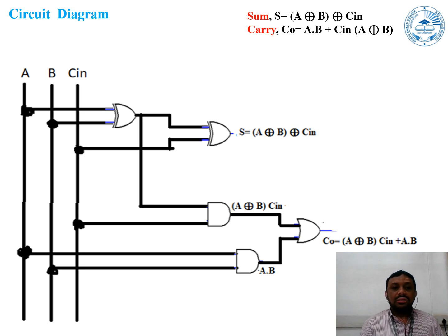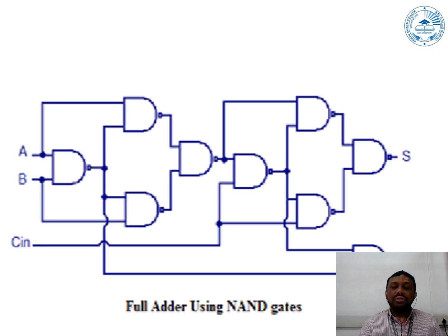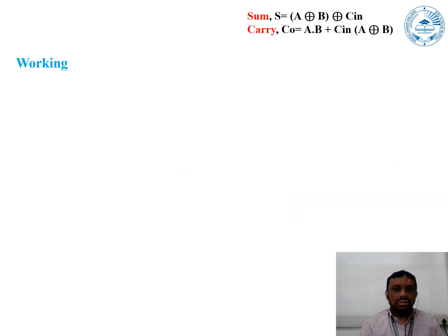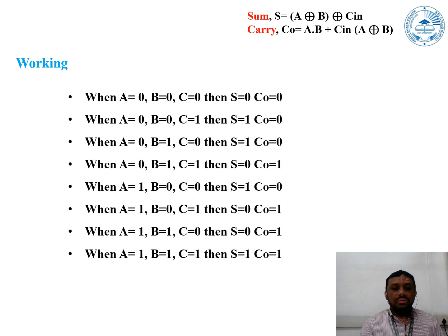So this is the circuit diagram of a full adder using basic logic gates. The full adder can also be implemented using only NAND gates. We'll not go into detail about this one. So this is the working, covering all eight possible combinations of the full adder.